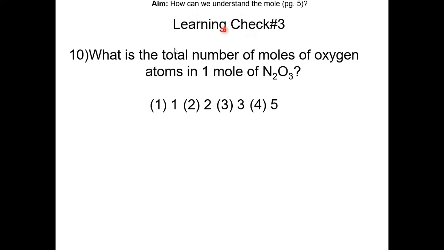Learning check number 3. What's the total number of moles of oxygen atoms in 1 mole of N2O3? Pause the video and resume once completed. So as you can see from the chemical formula, we have 3 oxygens in 1 molecule of N2O3, so the answer is 3.